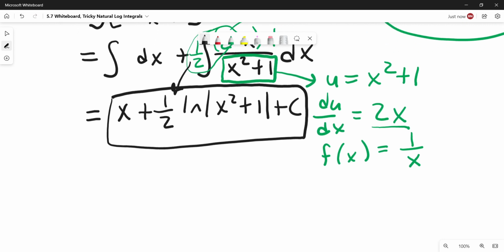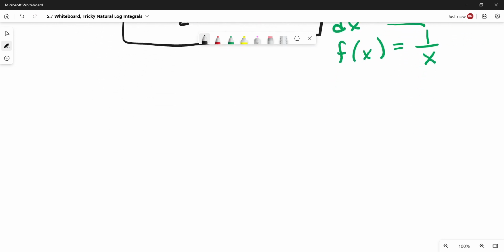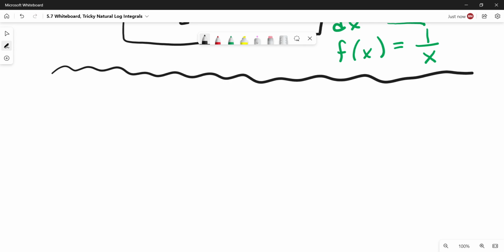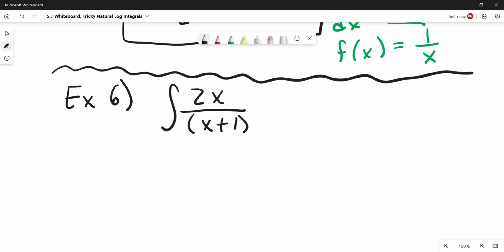Example 6. Even trickier. I'm not going to give away why it's tricky yet. Okay, example 6: find the integral of 2x over the quantity x plus 1 squared, times dx.